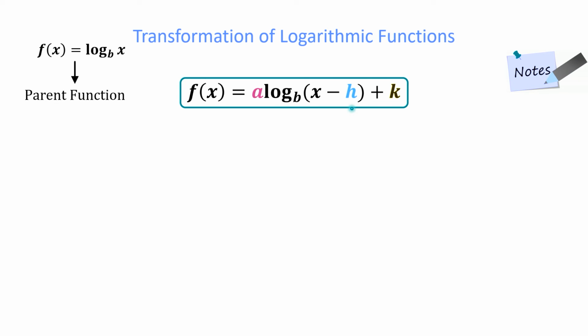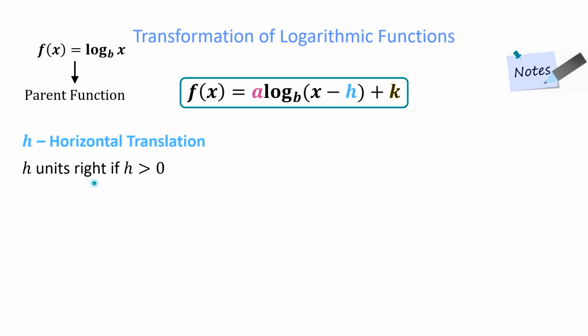So the value of h would cause a horizontal translation. So the graph would move h units right if h is positive, and h units left if h is negative. Now remember, this is an absolute value of h. So if h equals -7, the absolute value of -7 would be 7. So the graph would be moving 7 units left.